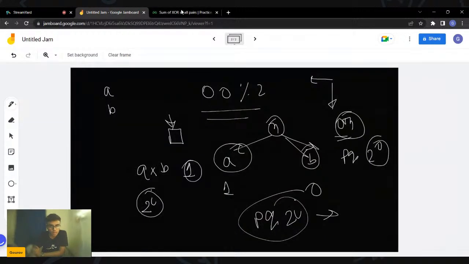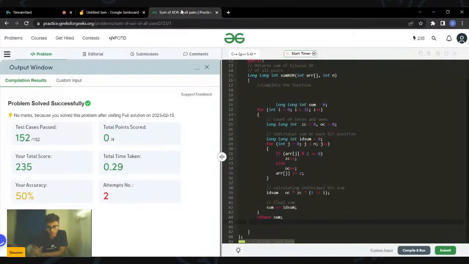So this was about the sum of XOR pairs. I hope everyone understood this concept. So if you have any doubts, you can ask me.